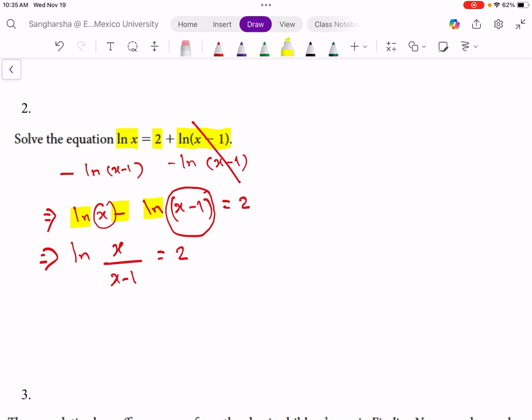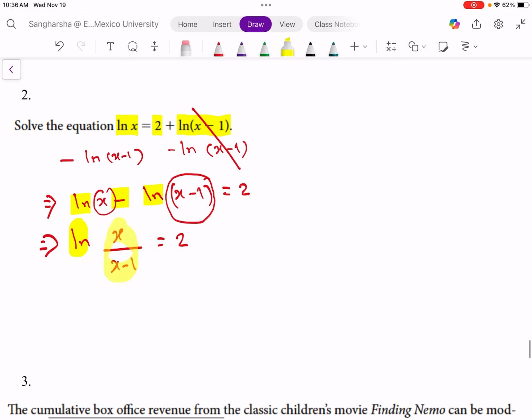Next, we get rid of the log. And how do we get rid of the log? By rewriting this log expression as an exponential expression. So you write down this expression as it is, x over x minus 1 equals the base. What is the base of this log? If it's ln, then the base is always e. If you have log, then the base is 10. If you have ln, the base is e. And whatever you have on the other side will be the exponent, e squared.